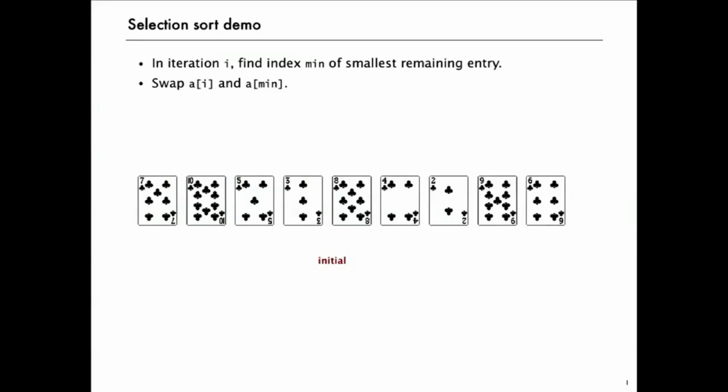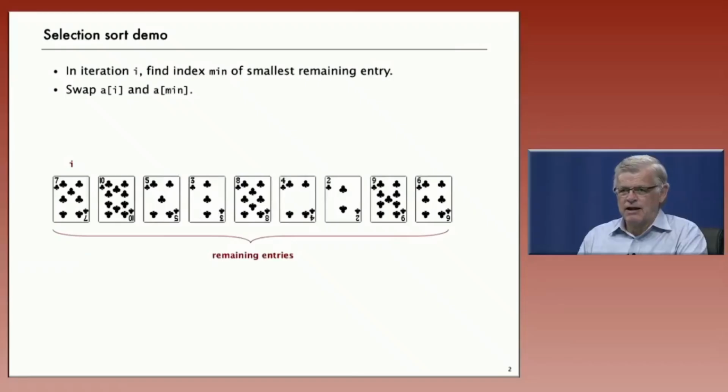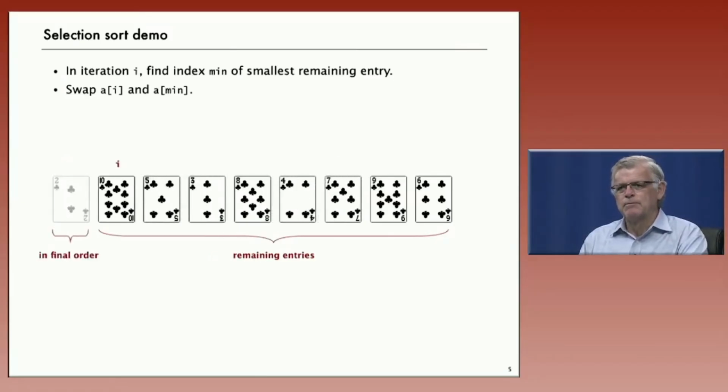Okay, so the basic selection sort method is to, in the ith iteration, find the smallest remaining entry to the right of i, or bigger index than i, and then swap that with i. So when we start out, i is at the left end, and then all the remaining entries are to the right. We scan through, and the smallest one is the 2, 3 entries from the right. So we swap that. So that's the first step.